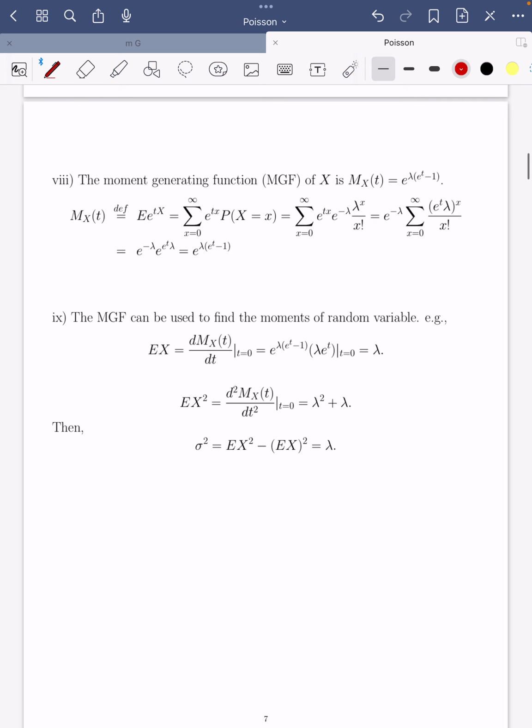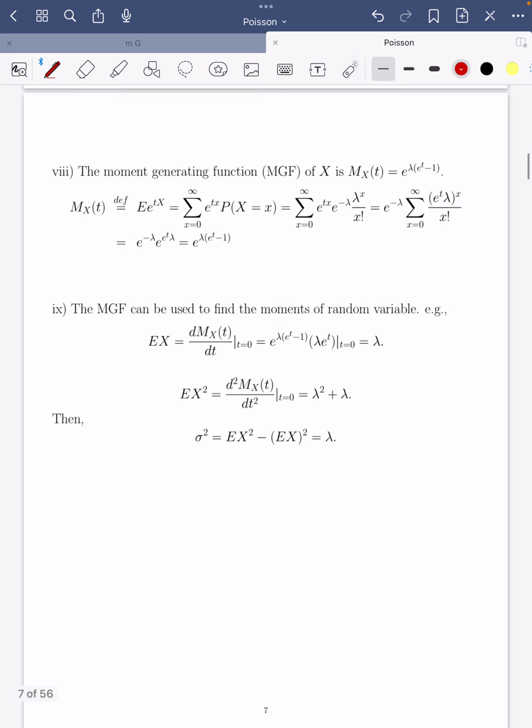There's another important function called the moment generating function, which is the MGF. So for the Poisson case, the MGF is equal to e to the lambda times (e to the t minus 1). We can derive this fact here.